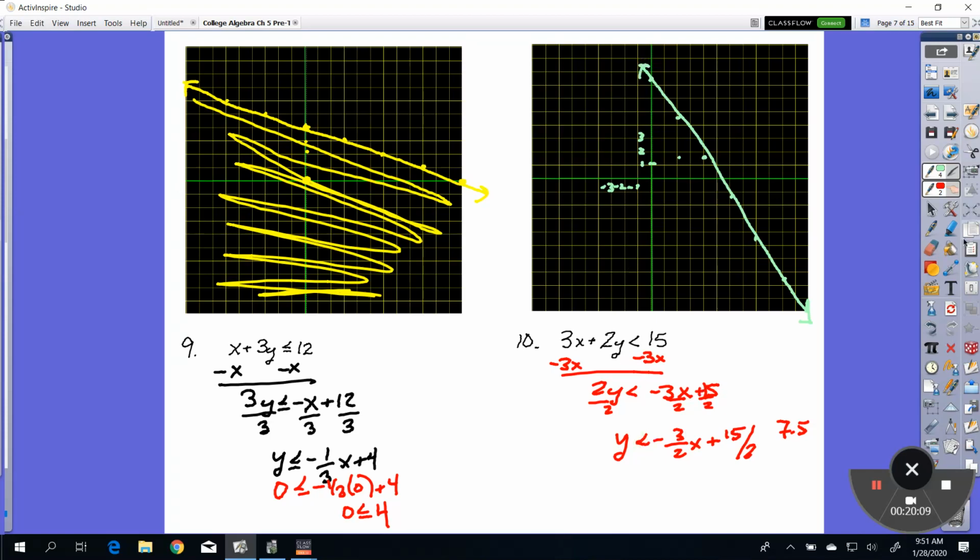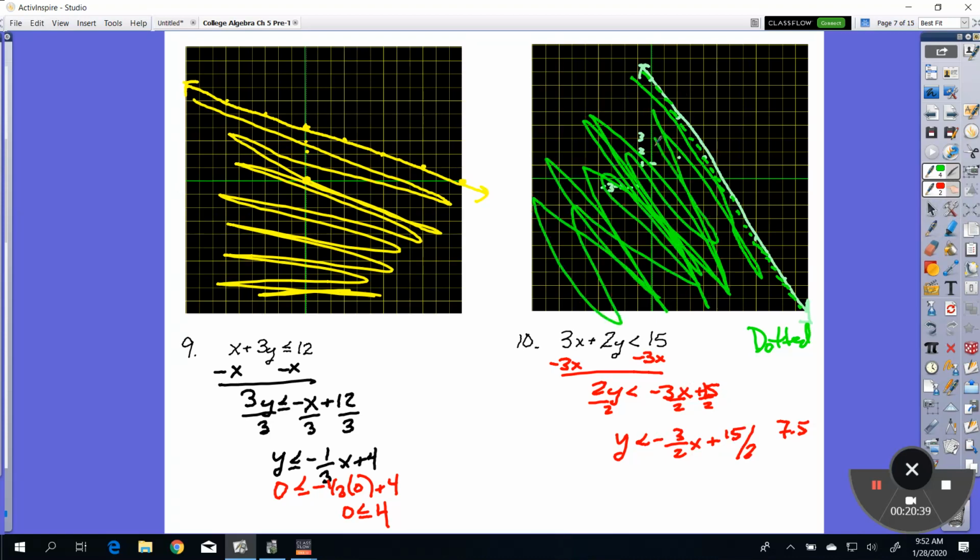Now it says less than, not equal to, so those should be dashes. So suppose you do this on your test and you use pen, just write to the side of it, dotted or something, and that way I know that you understand that it's supposed to be dotted and not connected. And then it says less than, so that's shaded to the left, because those are the y values that are smaller. These y values are bigger than these y values, so less than is underneath.